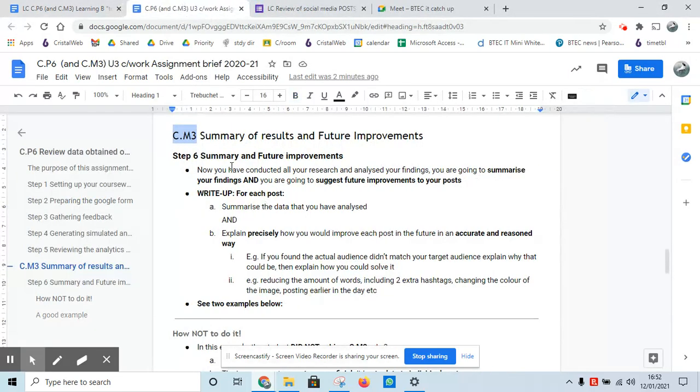So in this task, you're going to do a write-up. And for each of the four posts that you've done in your optimized post, you're going to summarize the data that you analyzed. So you're going to summarize everything that you did in P6, and you're going to explain how you would improve each post based on the analysis of that data and on the feedback that you received from the questionnaire.